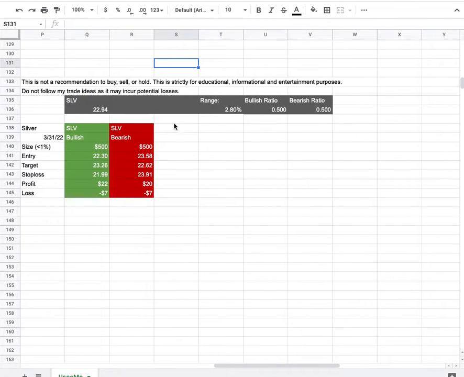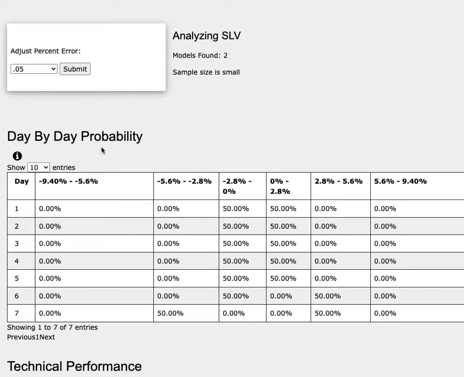So how did I develop these trade ideas? It all comes from the day-by-day probability model. And as we progress to the fifth day, or week of trading, silver futures has a 50% chance to climb between 0 to 3%. To the downside, it has a 50% chance to fall between 0 to negative 3%.